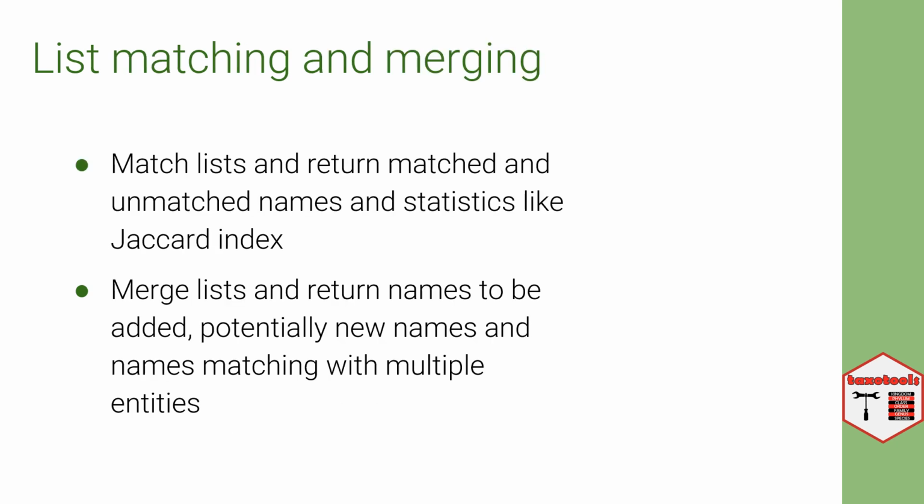List matching and merging is very important. Matching the lists returns matched and unmatched names so that we can look at them and also returns statistics like the Jaccard index. And merging the lists will return the list of names and which names are added, which are potentially new, also.